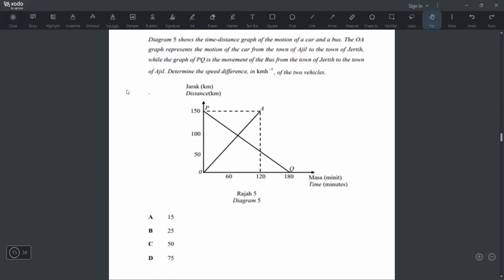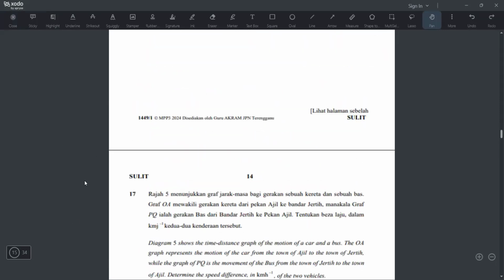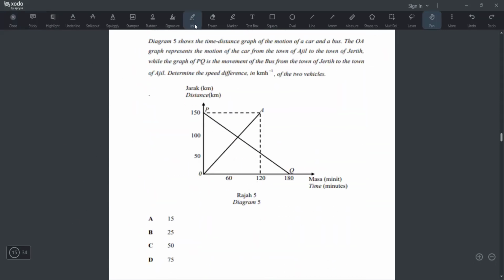Okay, let's do number 17. Number 17, what does it say here? Diagram 5 shows the distance-time graph. So this is a graph of motion, chapter 7. The distance-time graph, DTG, of the motion of a car and a bus. That's why I have two lines. Let's read carefully what's next.